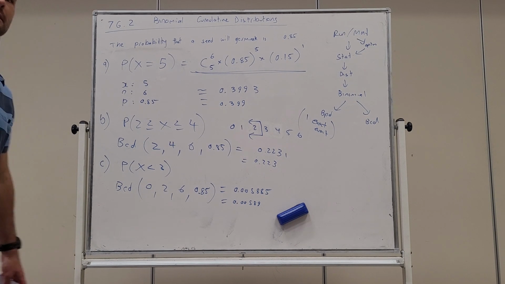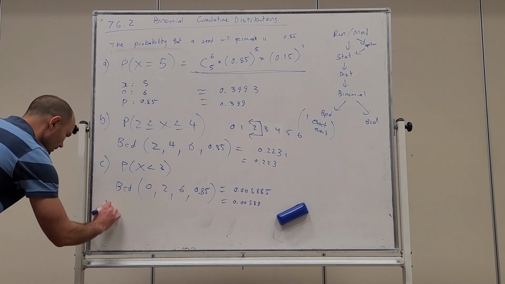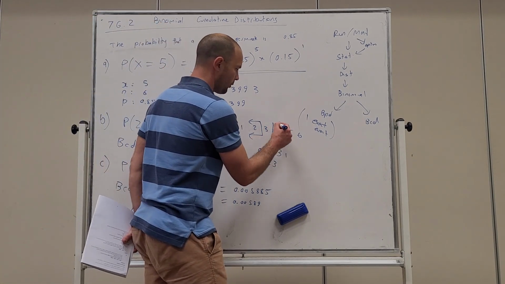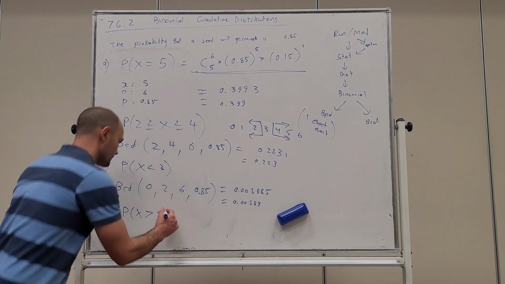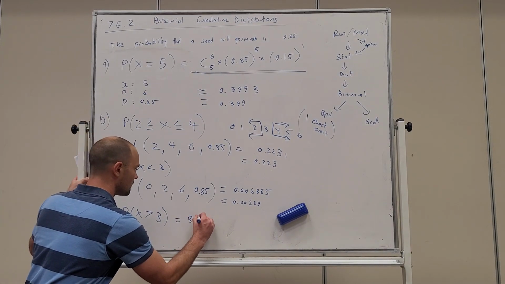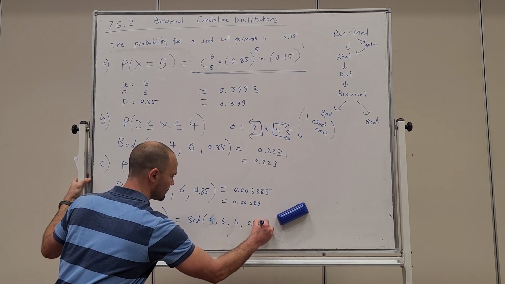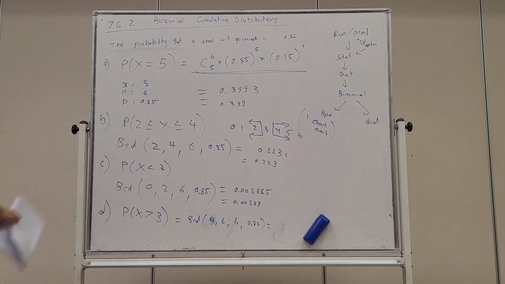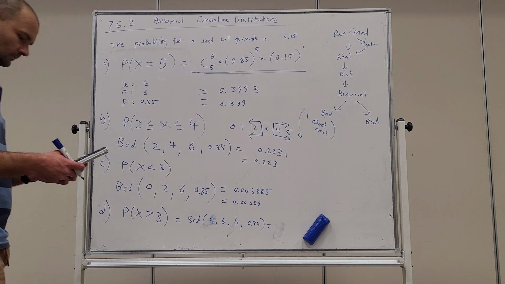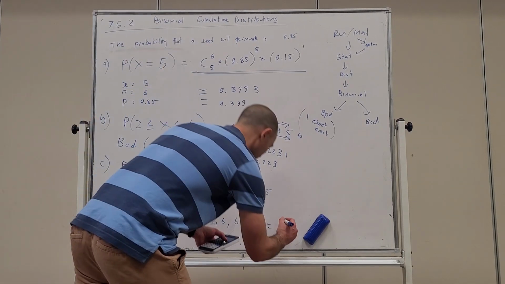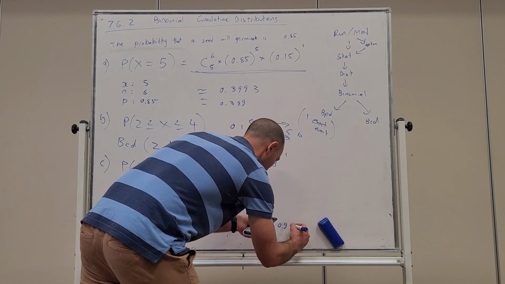How about more than 3 seeds? For D, we're asked, what about X being larger than 3? That's describing 4, 5, or 6. So our calculation is between 4 and 6 out of 6, 0.85. That's quite a bit more likely, 0.953.